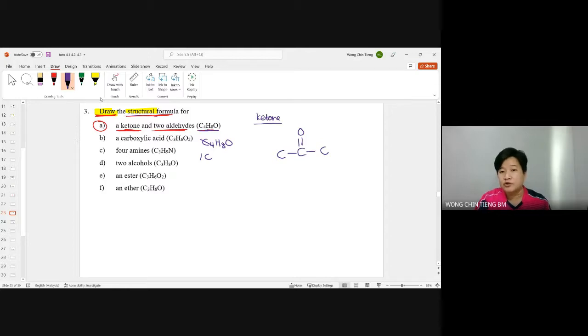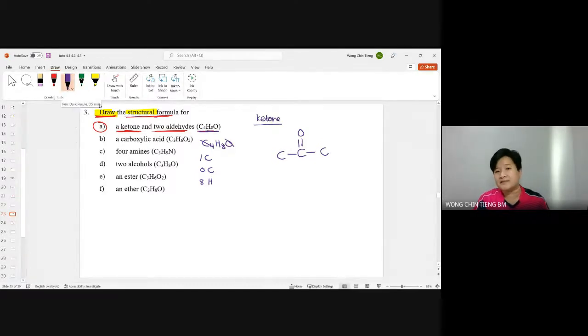I already used 1 oxygen, so I'm left with 0 oxygen. Dan kita masih ada 8 hydrogen lagi boleh digunakan. Kita mesti kena start dengan apa yang kita nak. Lepas kita dah lukis apa yang kita nak, then kita boleh letak carbon tu kat mana-mana sahaja.